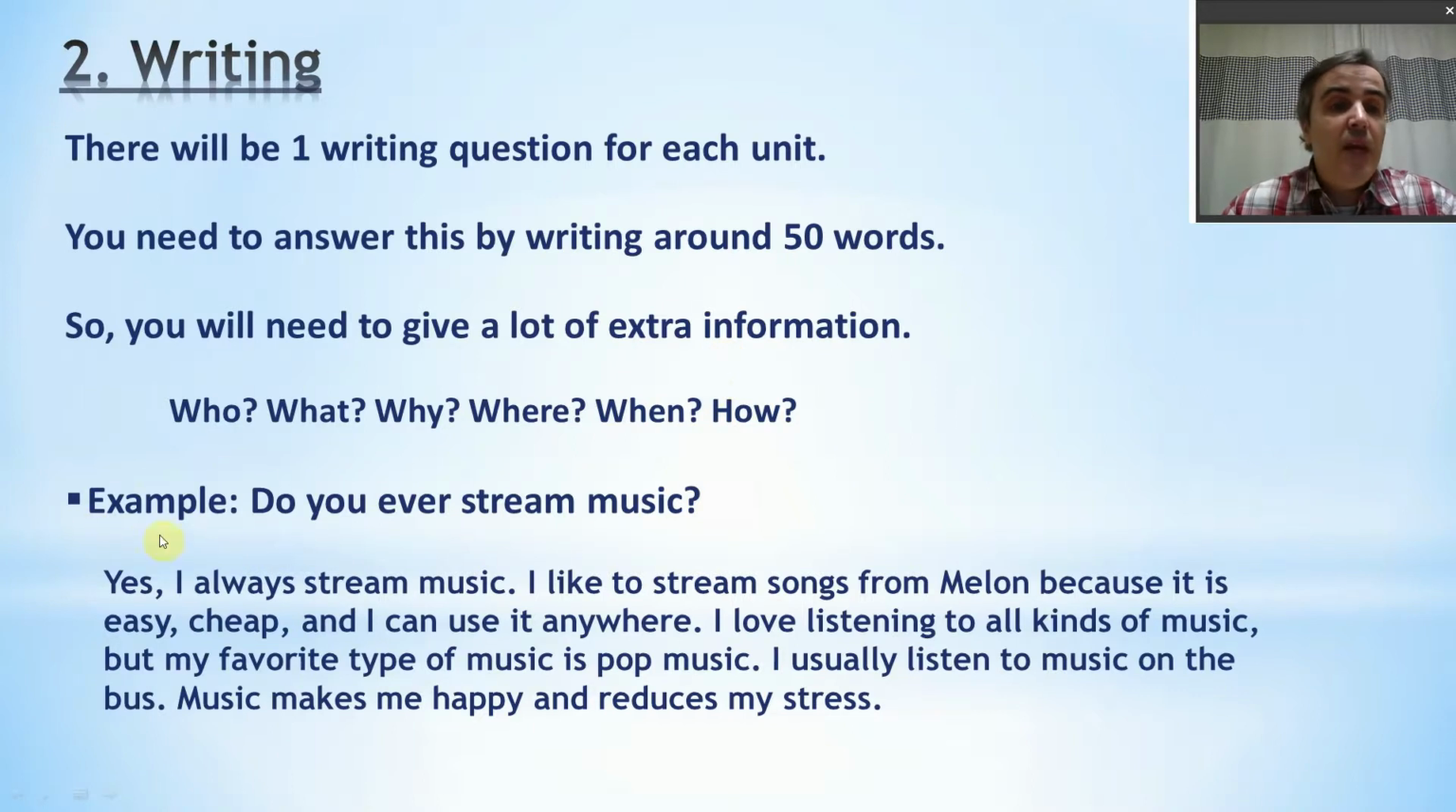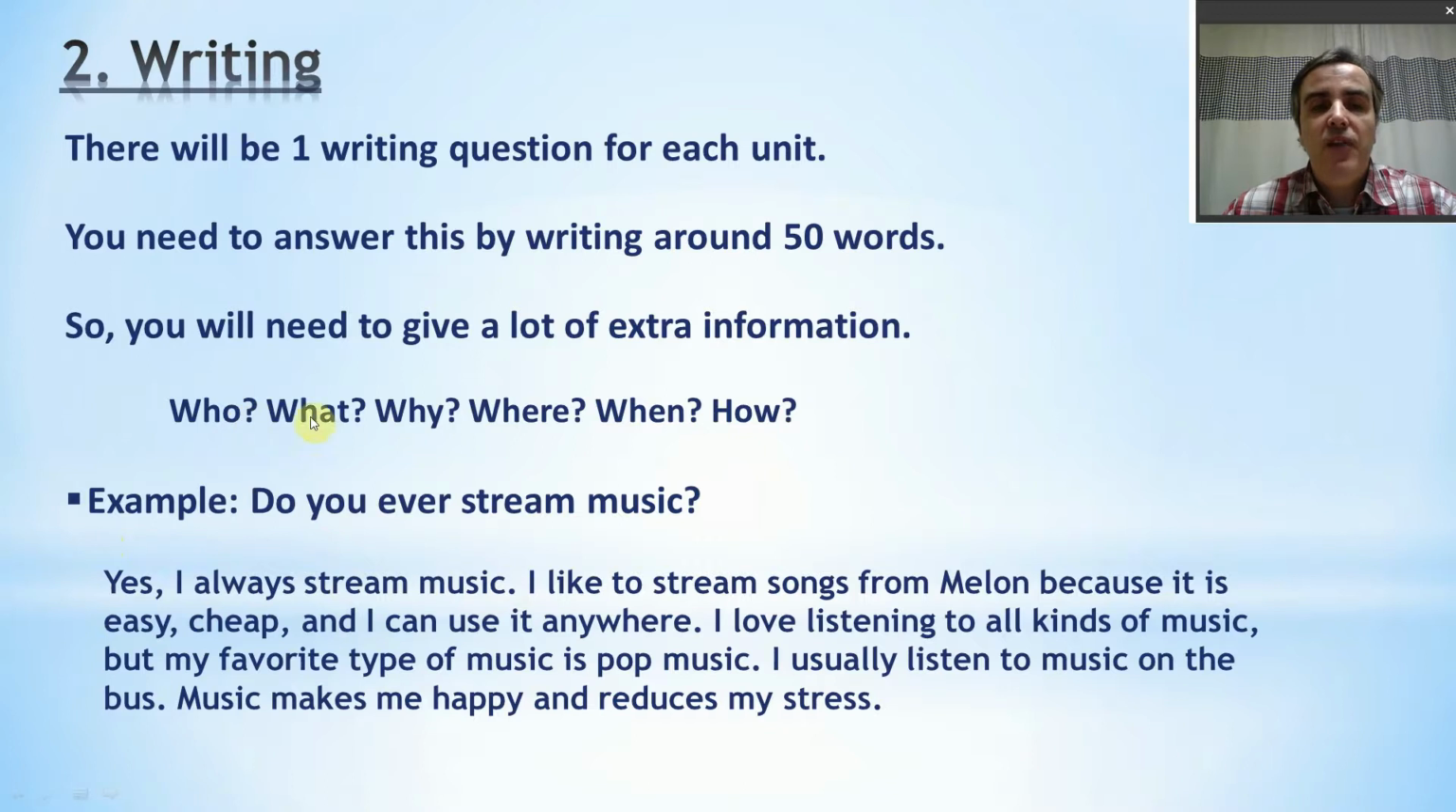So I've given an example here. So let's say the question is, do you ever stream music? So that was when we were talking about our online activities. So the first thing you need to do in your written answer is answer the question. So here we go. Do you ever stream music? Yes, I always stream music. So there we've used good grammar. We've used yes because it's a do you question. And there's the first part to our answer. We've answered the question nicely.